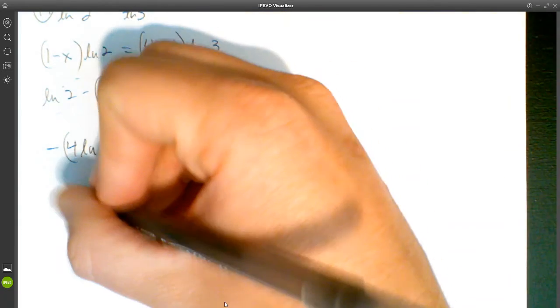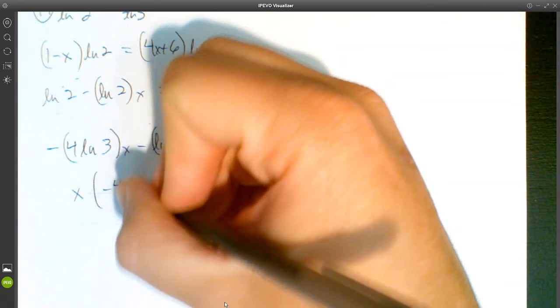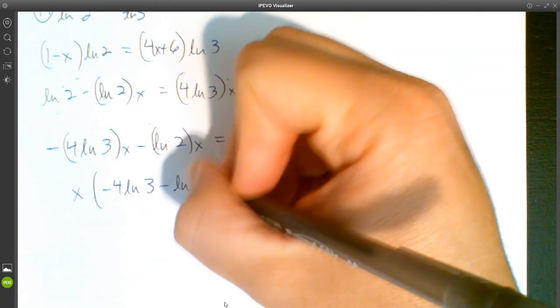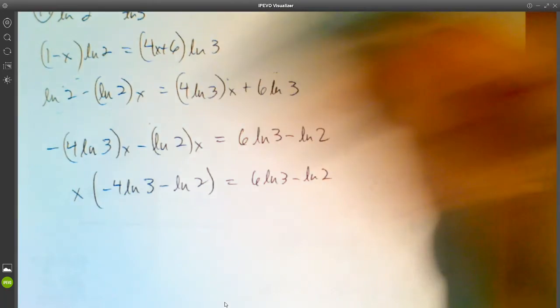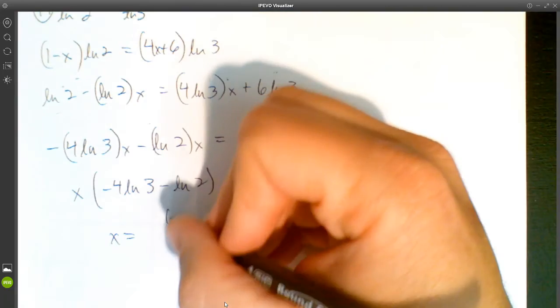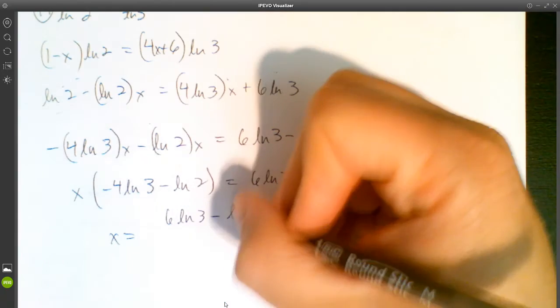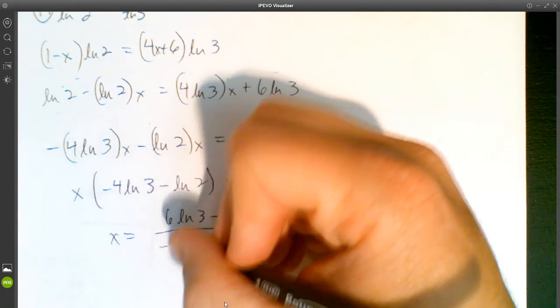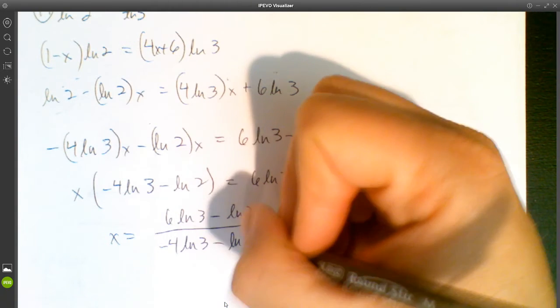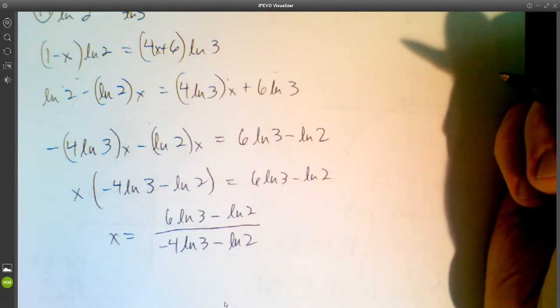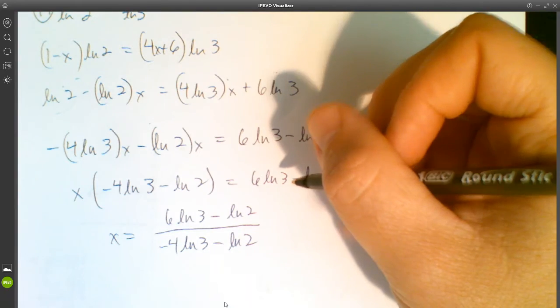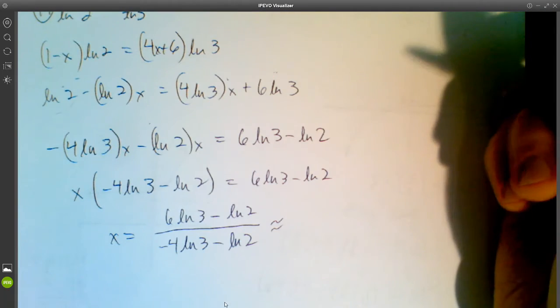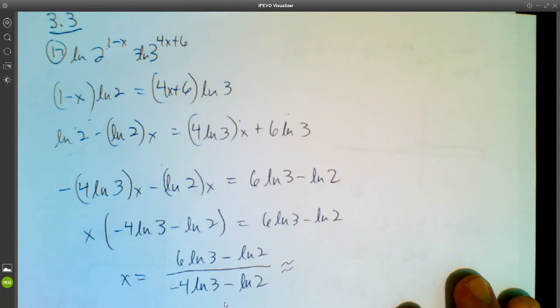And now to finish solving for x, I mean, you could factor out an x. You would get x times negative 4 ln 3 minus ln 2 equals 6 ln 3 minus ln 2, and then divide by the coefficient, right? So you get x equals 6 ln 3 minus ln 2 over negative 4 ln 3 minus ln 2. And that's that. That's an exact answer that'll work. You can pop that into your calculator to see about how much you get. I'm not really interested in doing that. Okay, that's how you do number 17.